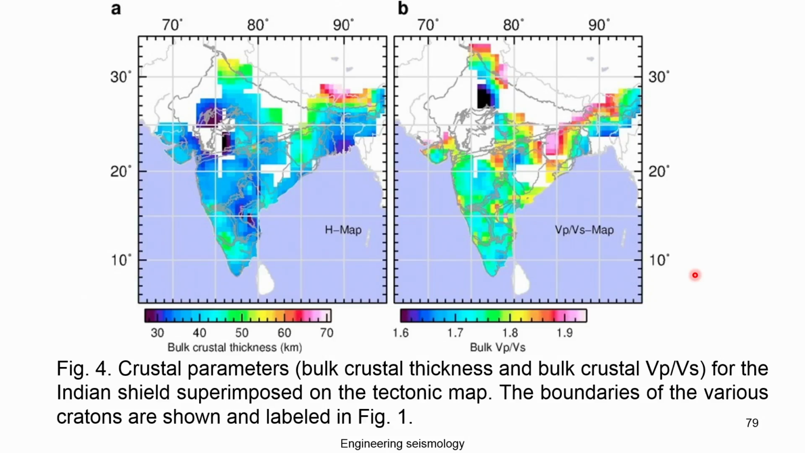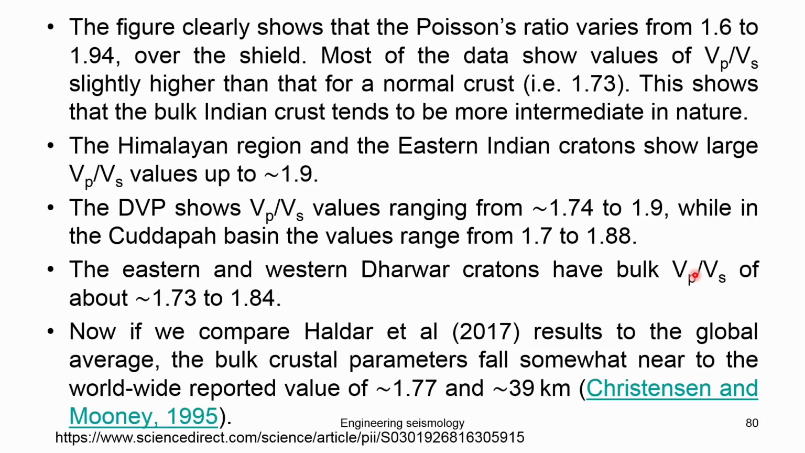You can see how the thickness varies and the bulk Vp/Vs ratio varies. So these all indicate that these regions are geologically and seismotectonically more and more complex, which has to be accounted for when you do any hazard parameter prediction for future earthquakes. The figure clearly shows that the Poisson ratio varies from 1.6 to 1.94.